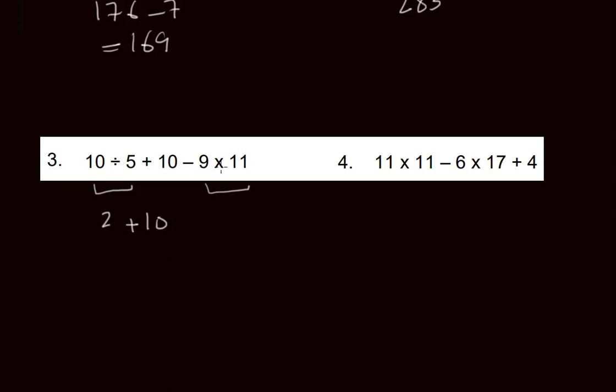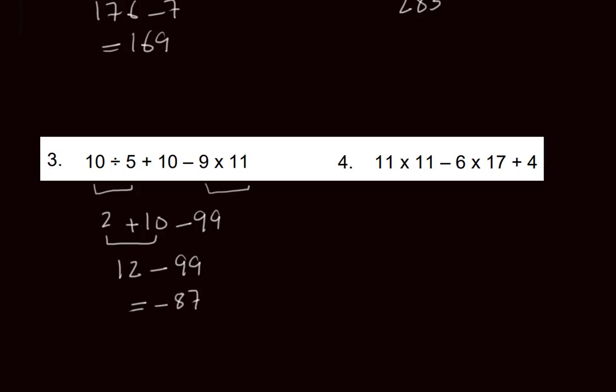So 9 times 11 is 99. Now we only have addition and subtraction, so we will do it from left to right. We will add 10 and 2, which gives us 12 minus 99. So the final answer is 12 minus 99, which is minus 87.